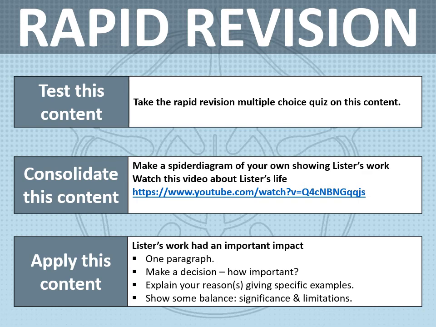So you could write a paragraph to make a decision about how important it was. You need to explain your reasons. You need to think about what you have learned about why Lister's work was important, how did it make a difference. But then you also need to show some balance. Was his discovery immediately accepted, or did it take a little while for it to become accepted by doctors at the time?